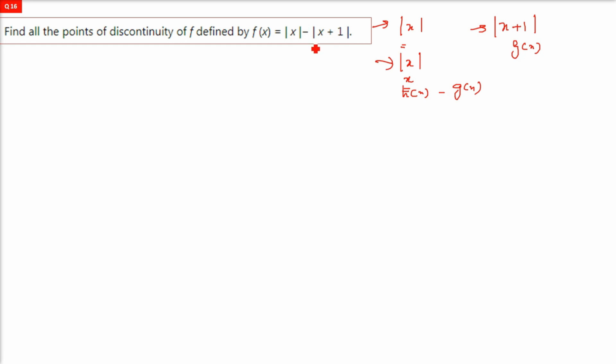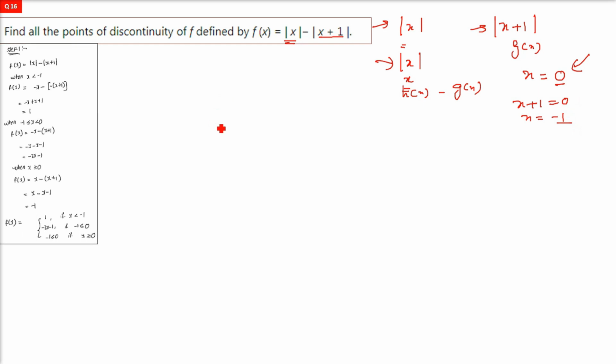So the best way is to take the points where x is 0, because the points of discontinuity have to be found out. When is x + 1 equal to 0? It is 0 when x is equal to −1. So these are the two points where we have to check the discontinuity, 0 and −1. The first step is to make a number line. This will make things easier for you.